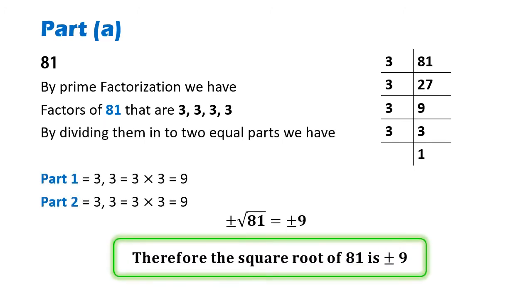Part A. First calculate the factors of 81 by the prime factorization method. So, we have factors of 81 that are 3, 3, 3, and 3. By dividing them in two equal parts as shown and then taking the product of each part, we have each part equal to 9, therefore the square root of 81 is plus minus 9.